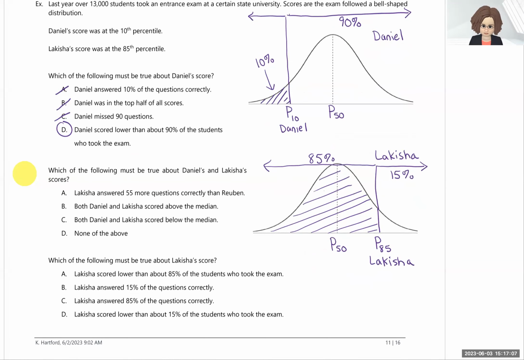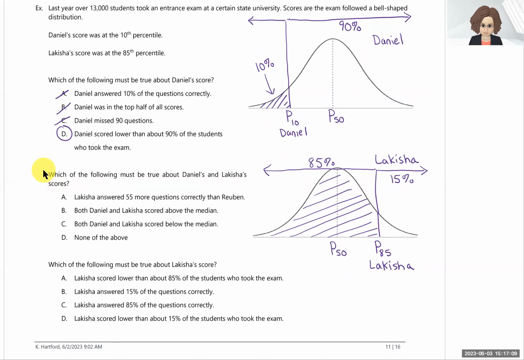All right, let's take a look at the next one. Which of the following must be true about Daniel's and Lakeisha's scores? Lakeisha answered 55 more questions correctly than Ruben. Again, we don't know how many either of them got correct or incorrect. Both Daniel and Lakeisha scored above the median.